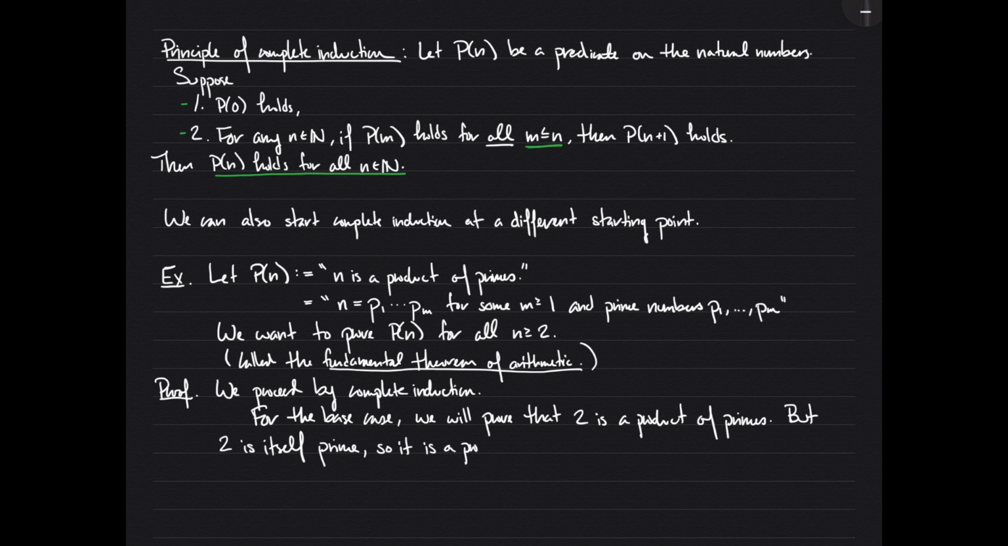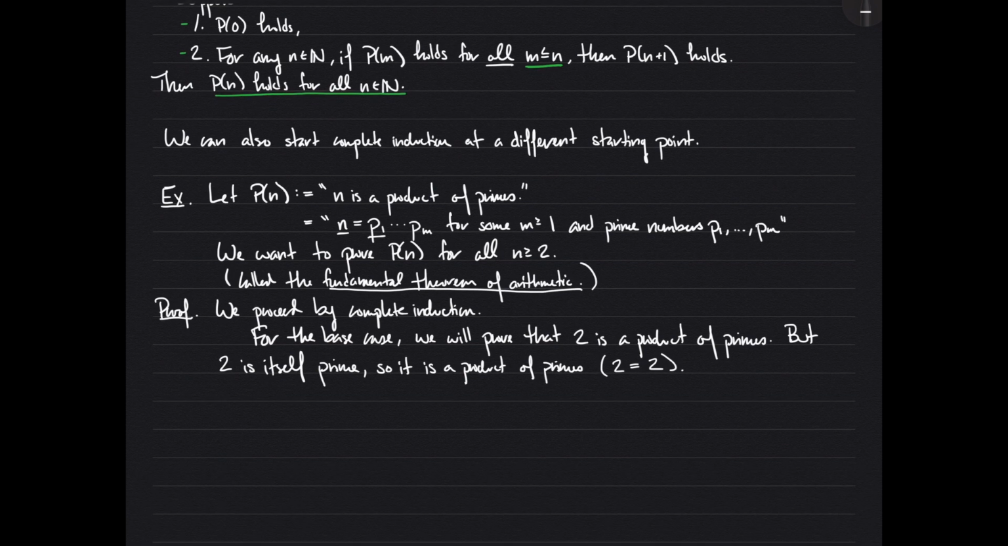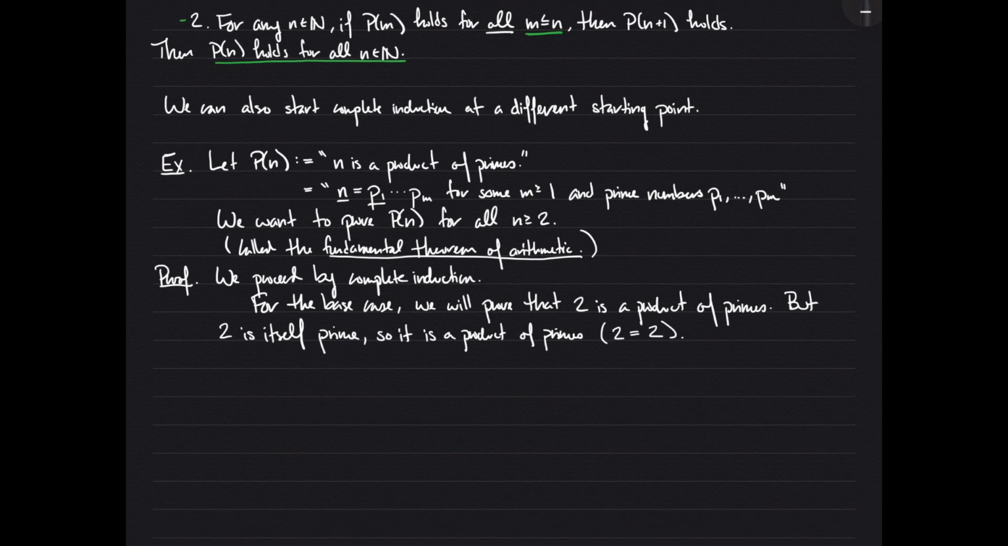So it is a product of primes. In particular, it's the product of just the prime 2 by itself. So we just have, like in our list here, that 2 is equal to not the product of a whole bunch of primes, but the product of just one prime, which is 2 itself. Okay, so 2 is trivially the product of itself, which is prime.